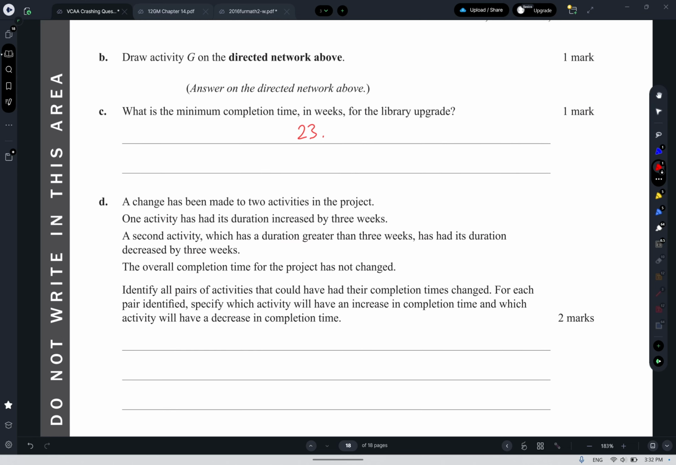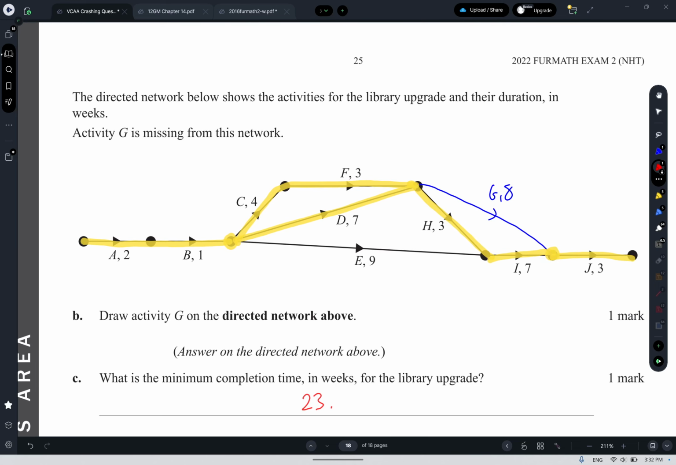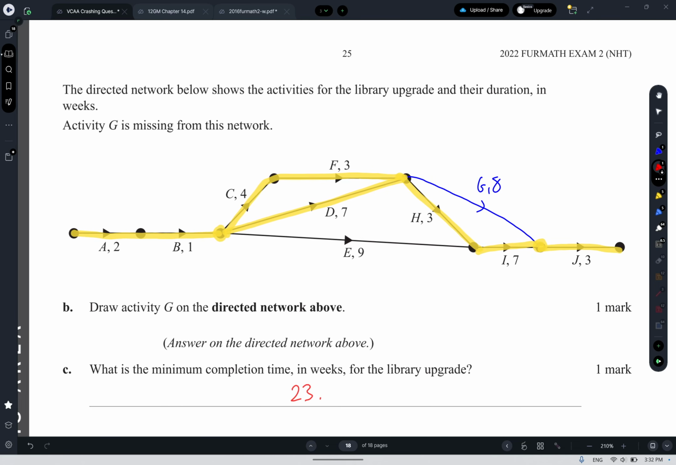All right, and then this one, which is a bit of a doozy. So we've got a change that has been made to 2 activities. One activity has its duration increased by 3, a second, which has a duration greater than 3, has had its duration decreased by 3. The overall completion time is not changed. Identify all pairs of activities that could have had their completion times changed. For each pair identified, specify which activity will have an increase and which will have a decrease. Righty, so we've got to increase one by 3 and decrease one by 3 in pairs and make it so that the critical path duration does not change.